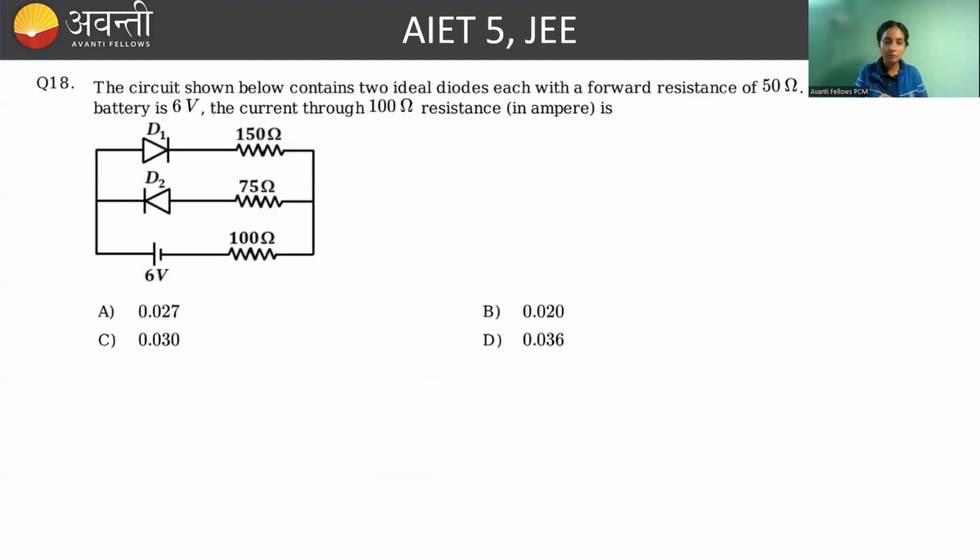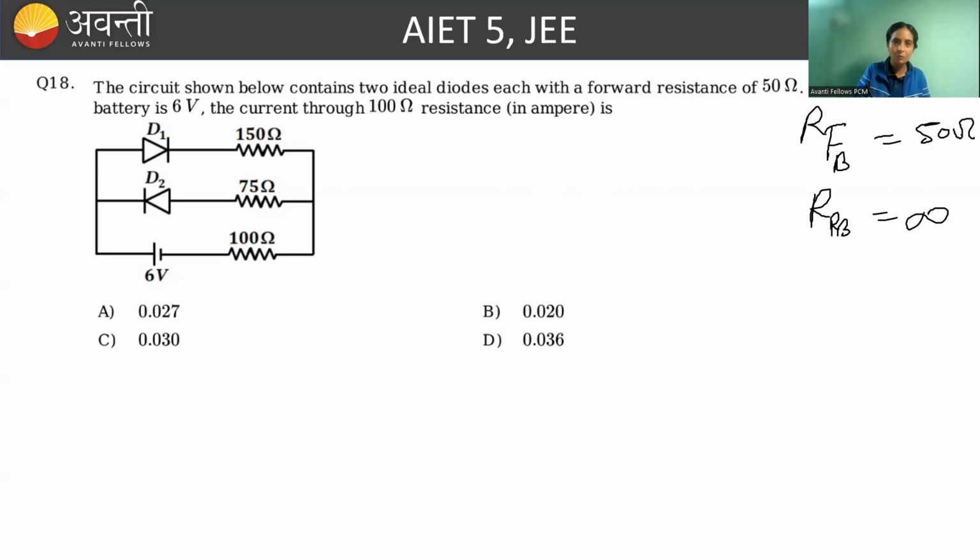Now, this is a question from semiconductor that I have taught very much recently. Circuit shown below contains two ideal diodes, each with a forward bias resistance of 50 ohm. So forward bias resistance is how much? It is equal to 50 ohm. And nothing is given in question about reverse bias resistance. So we will consider reverse bias resistance as infinity, as I have taught in new classes.